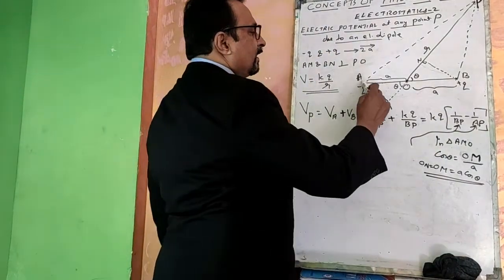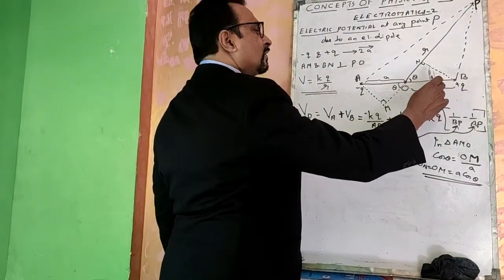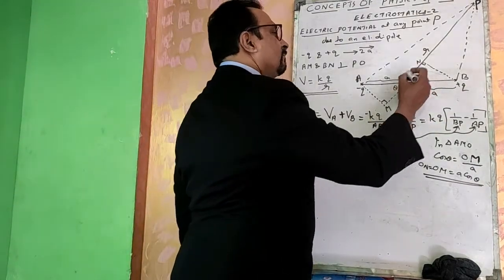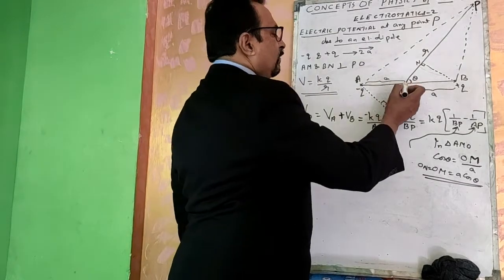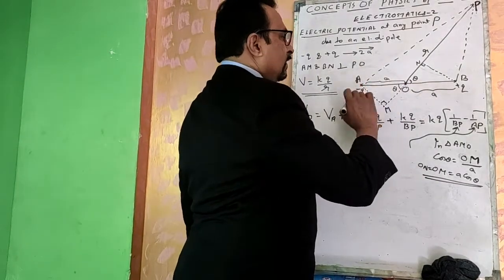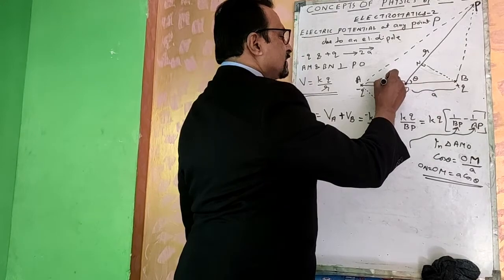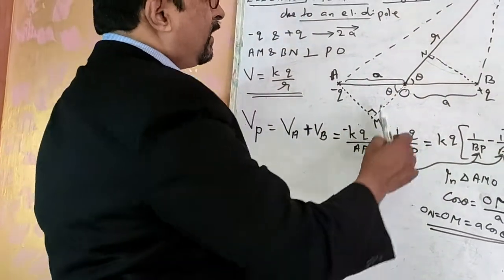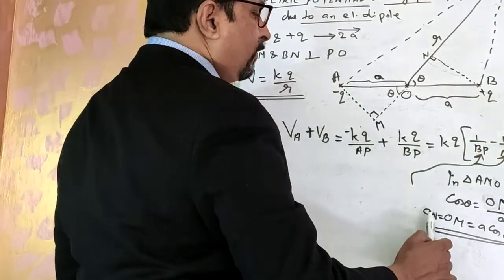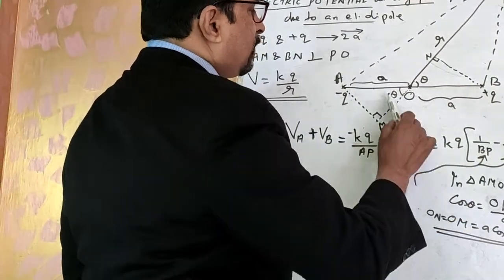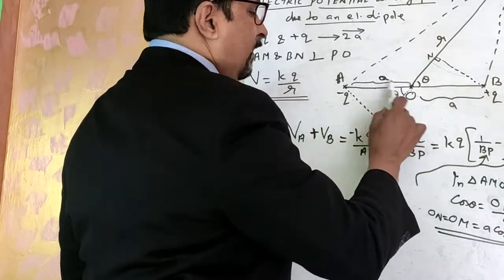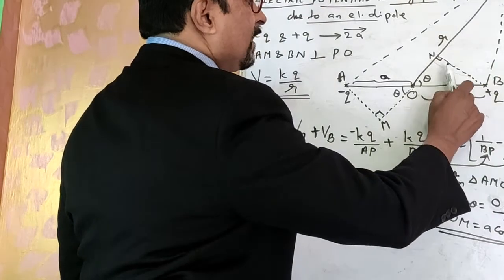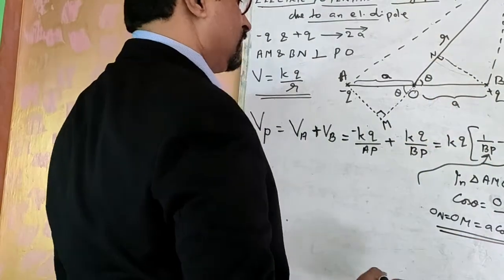Now you see this triangle, either triangle AMO or triangle BNO. In both these triangles, you can see that angle M and angle N are 90 degrees. Therefore, OA is the hypotenuse. So the length of the hypotenuse is a. And OM and ON are adjacent sides. So from triangle AMO, cos theta is equal to OM by OA. And OA is a. So OM you can write a cos theta. Similarly in this triangle, you can write ON also as a cos theta.